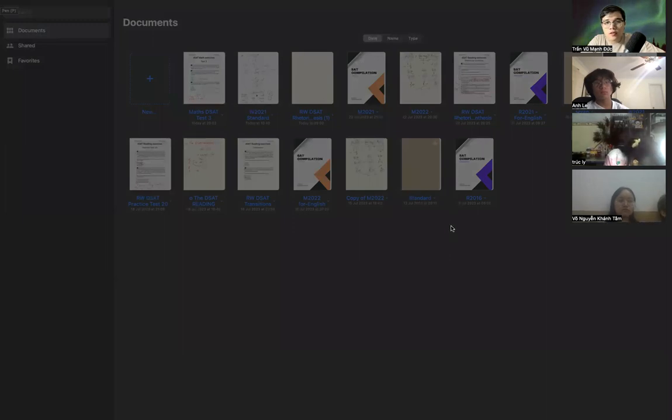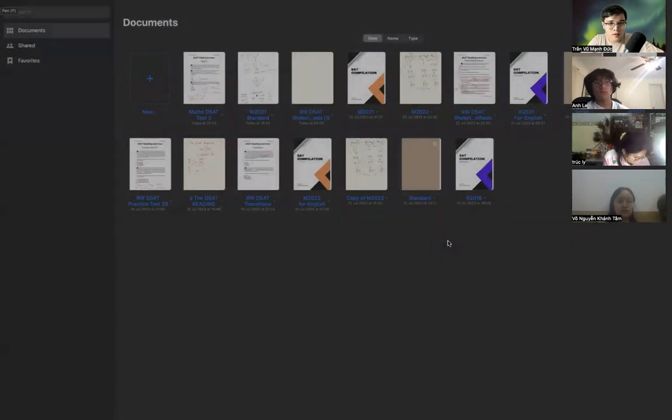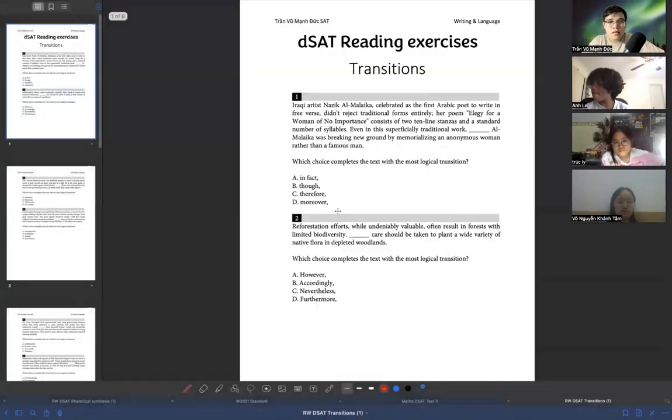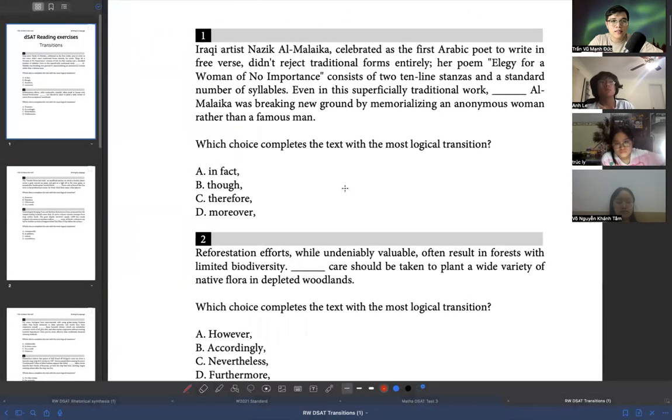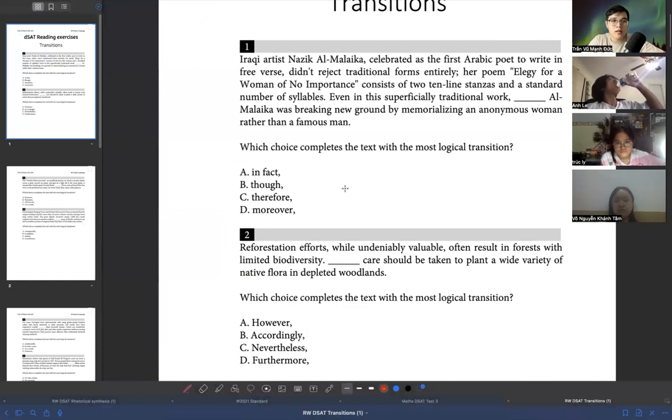Firstly, we're going to learn about the transitions. Transitions in this case will be quite focused and specialized, because on the digital SAT, you only have one paragraph per question. So it will be a bit more tricky, a bit more trippy, if I might say, because this is a specialized question and it only tests you on one field of grammar.